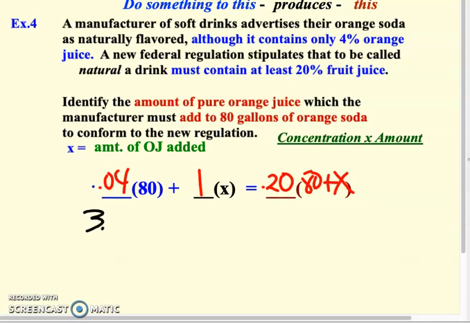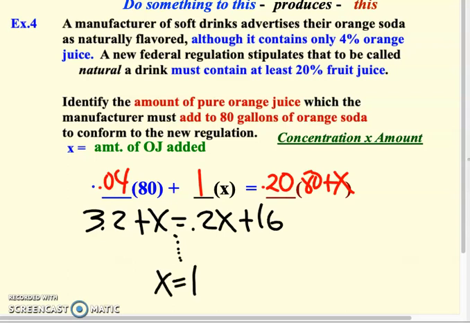So here we go, 3.2 plus x equals 0.2x plus 16. Some pretty simple numbers. And do a little dot, dot, dot. I'm not even going to finish the work here, let you guys fill in the blanks, but x equals 16 gallons. So essentially I have to add 16 gallons of OJ to every 80-gallon, let's say, drum of orange soda I have. That'll bring it all up to the concentration it's supposed to be. I can go ahead and package that and not have to change my packaging.